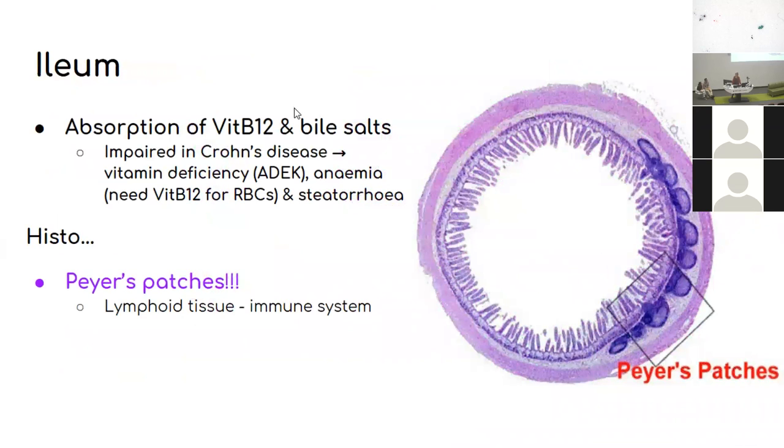And then the ileum, so B12, and also bile salts get absorbed in particularly the terminal ileum. The clinical relevance of this is the terminal ileum is most affected in Crohn's disease, which I'll cover very soon. If we don't have any absorption of bile salts, and we need bile salts for the absorption of fats, so no bile salts, no fat absorption. You get steatorrhea because the fat remains in the gastric contents. You have anemia because we need our vitamin B12 to make our red blood cells. And histology, Peyer's patches, is the lymphoid tissue that is the massive buzzword for the ileum.